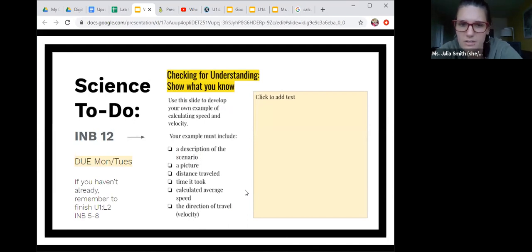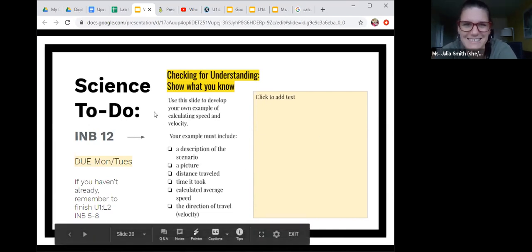So I need a description of the scenario, not too long. A picture, it could be a screenshot of Google Maps, or it could just be a picture of the place you're going. I need to know the distance you're traveling, how long it takes to get there, and I want you to calculate the speed and velocity on that. That is your to-do list for this weekend. It should not take you more than 30 minutes to complete this task.